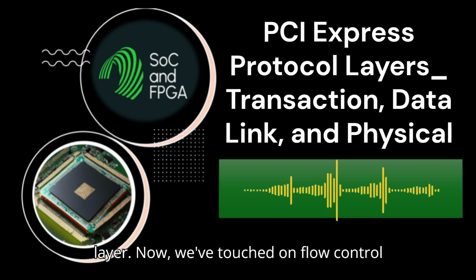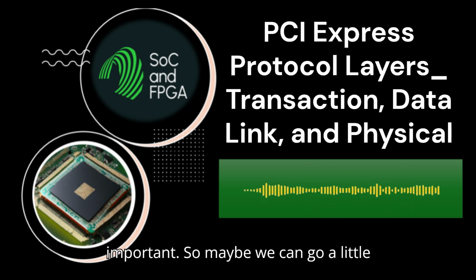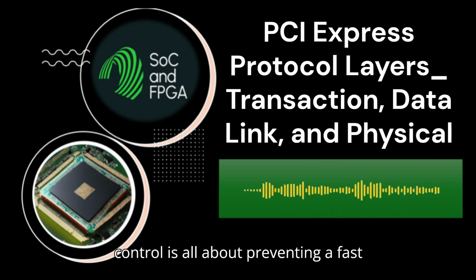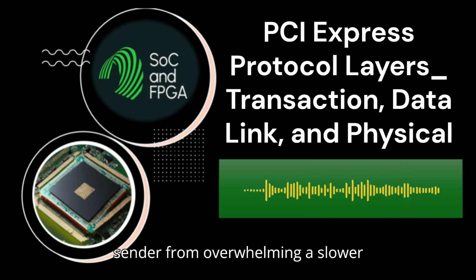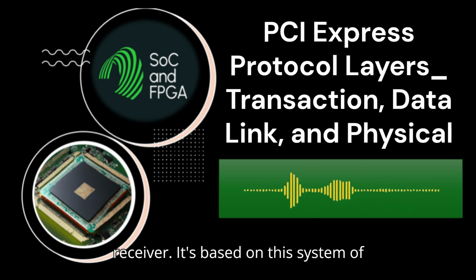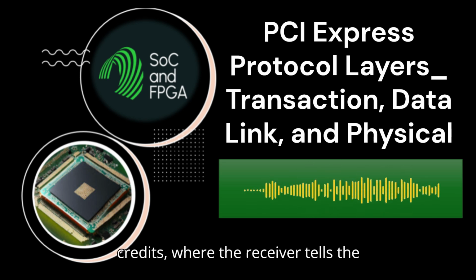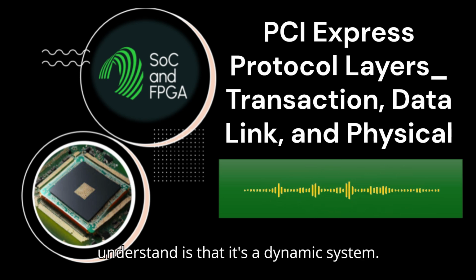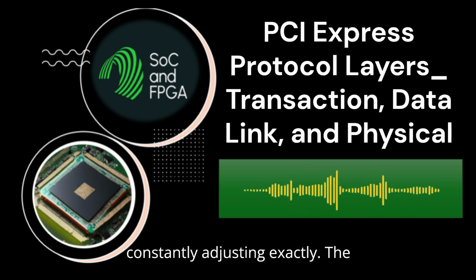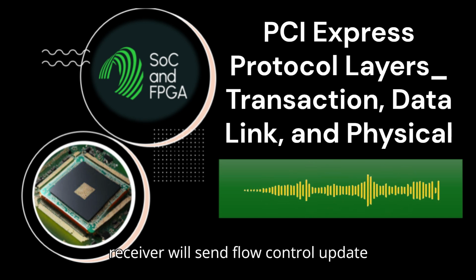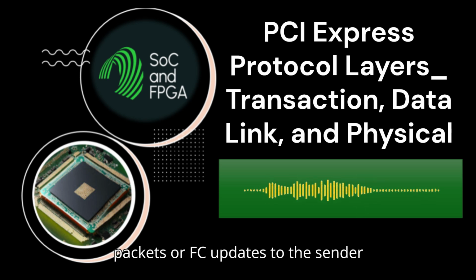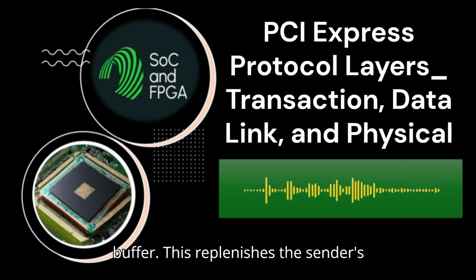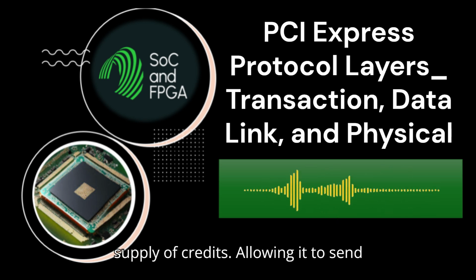Now, we've touched on flow control a bit already, but it's obviously pretty important, so maybe we can go a little deeper into how it actually works. Absolutely. So as we discussed, flow control is all about preventing a fast sender from overwhelming a slower receiver. It's based on this system of credits, where the receiver tells the sender how much buffer space it has available. But the key thing to understand is that it's a dynamic system. It's not just a one-time check. So it's constantly adjusting. Exactly. The receiver will send flow control update packets, or FC updates, to the sender whenever it frees up some space in its buffer. This replenishes the sender's supply of credits, allowing it to send more data.